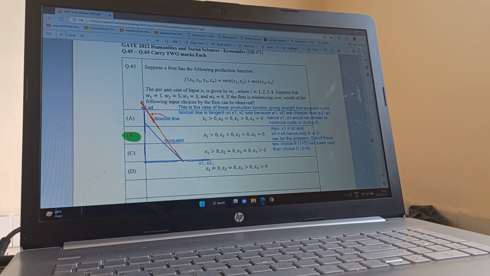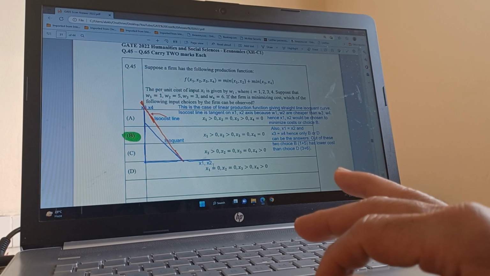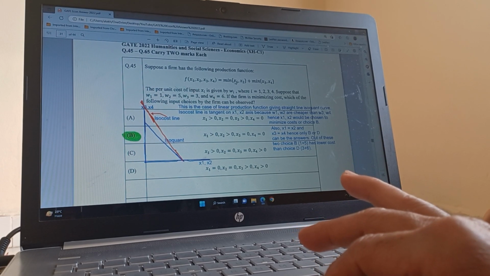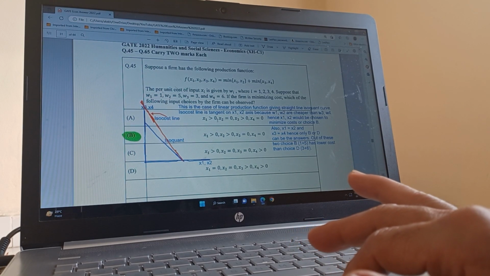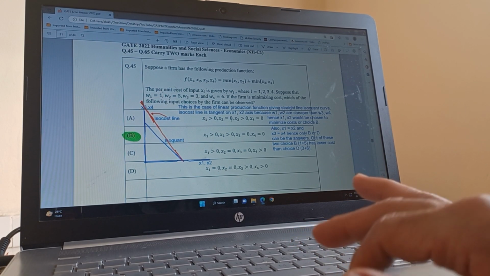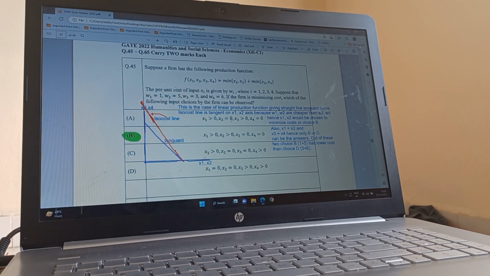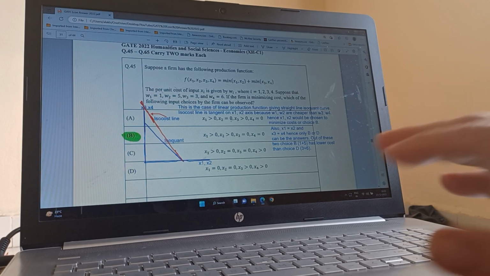So what is the cost involved here? Since this was a Leontief function, x1 and x2 must be equal. So if in the choices you look at x1 greater than 0 and x2 equal to 0, first of all this is wrong. And in the same way x3 greater than 0 and x4 equal to 0, both are not equal. So choice A itself is wrong. You can delete this, or just say that this one is a wrong choice without even doing any calculation. So A cannot be the answer.